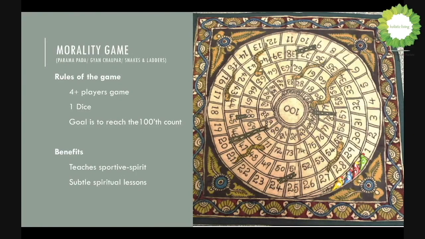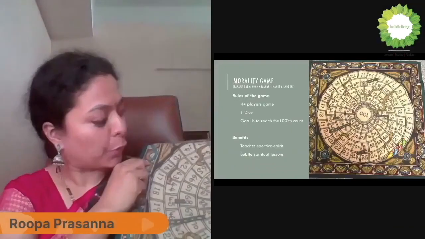But definitely, I have an interesting board here. You would have seen a square snakes and ladders board, but this particular board has a circular design. The rules of the game: what do you need? You need this board. You can have up to 4 players. You just need a dice.